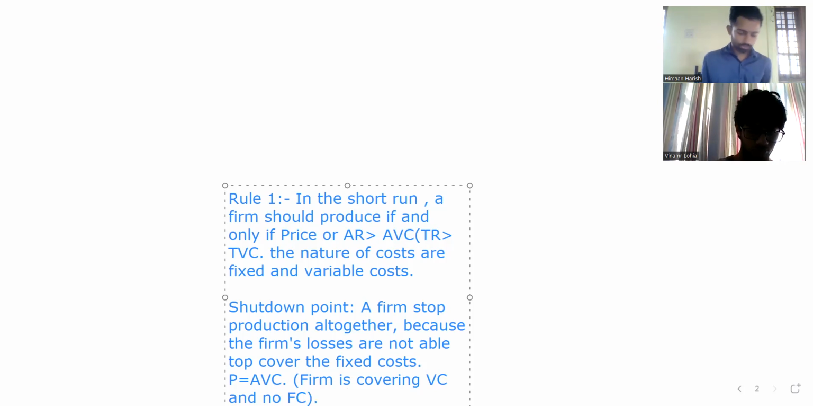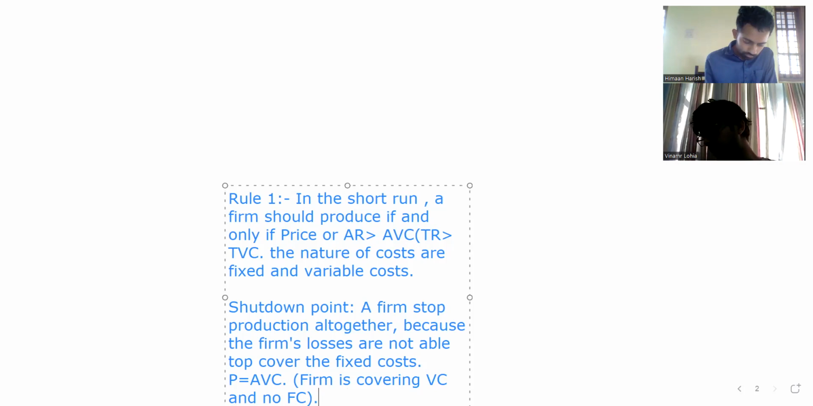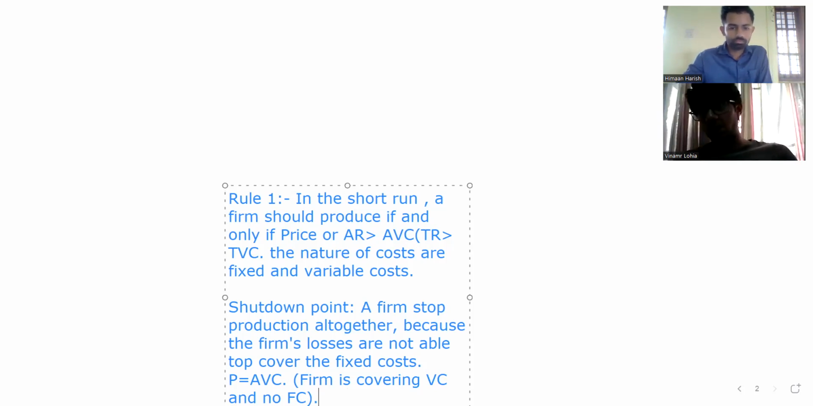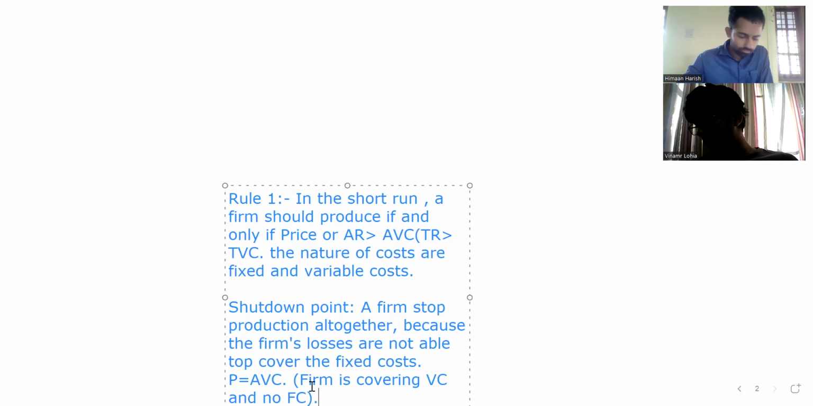So is this the correct point? One second. In the shutdown point, the firm is covering the variable cost, but it's not able to cover the fixed cost, is it? I thought at the shutdown point the firm is not able to cover any of the costs. There are two points for shutdown point.